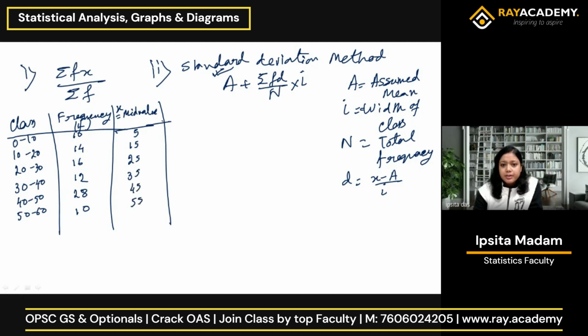Now easily you get the fx. 5 into 10, 50. 14 into 15, 210. 16 into 25, 400. 12 into 35, it will be 420. And similarly 28 into 45, I think it will be 1260. And it will be 550.